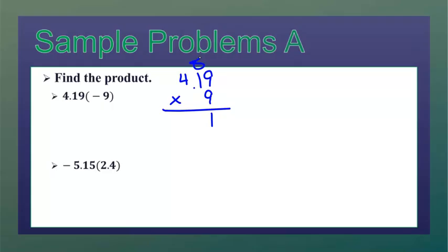9 times 1 is 9, plus 8 is 17. 9 times 4 is 36, plus 1 is 37. And since I have 2 decimal places in the problem, I need 2 in my answer. So my answer would be 37.71, but it's going to be negative because one of the numbers is negative.